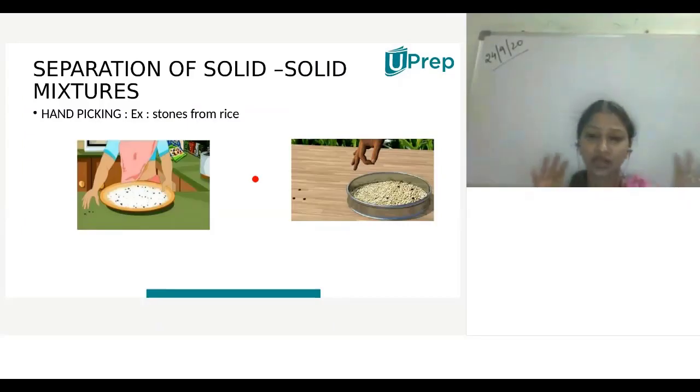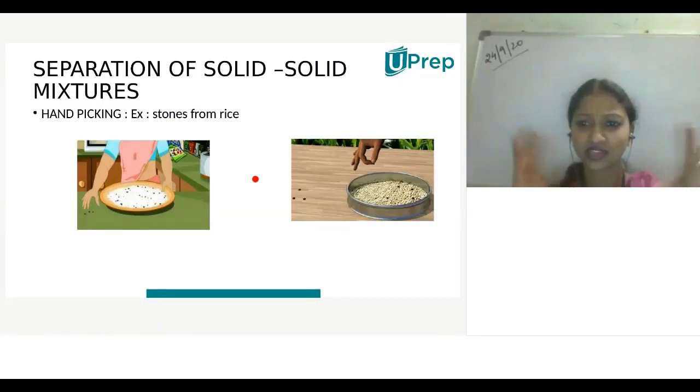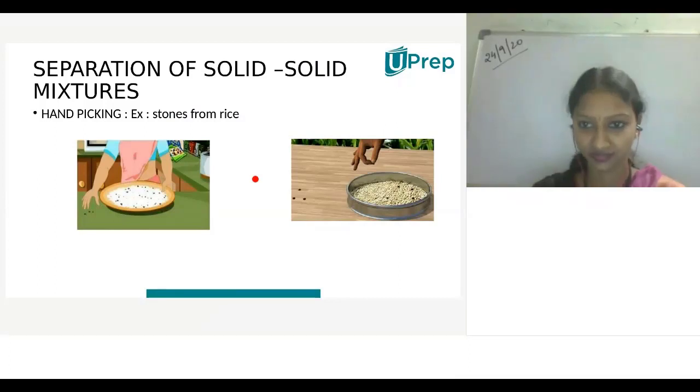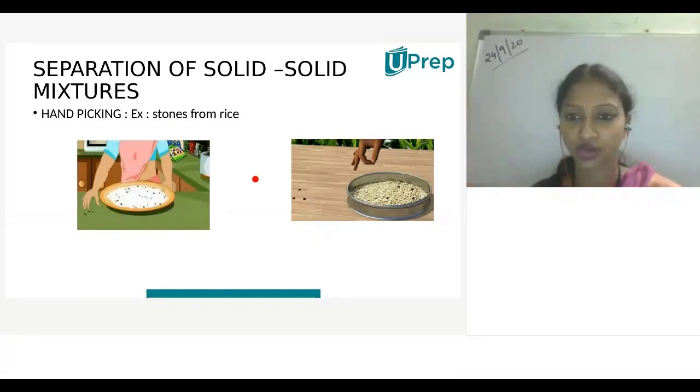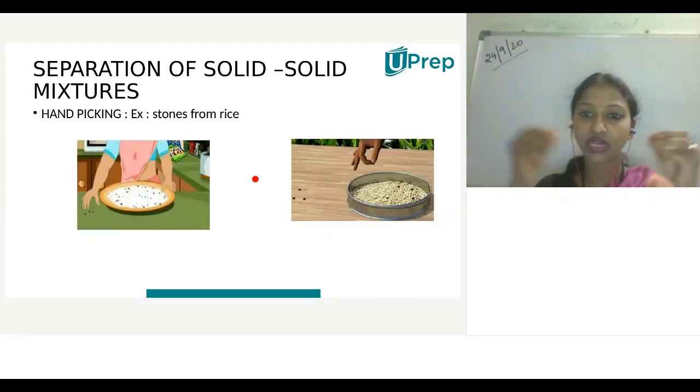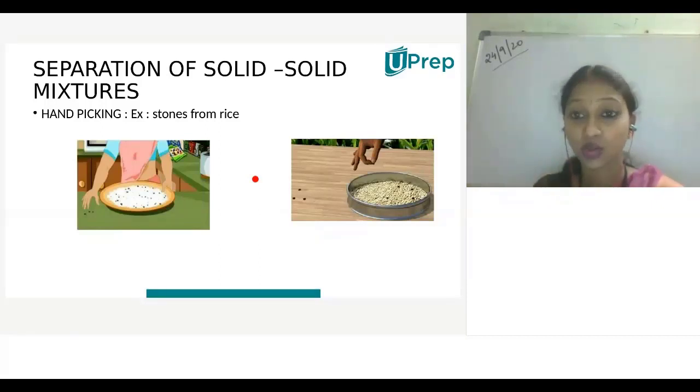Now we came to a nice, interesting topic, that is separation. Separation based on solid-solid mixing; all these are solid separation only. When two different solids are mixed up, how do we separate them? What are the techniques used to separate them? This is very much useful to us.